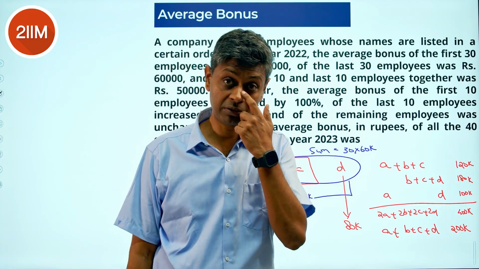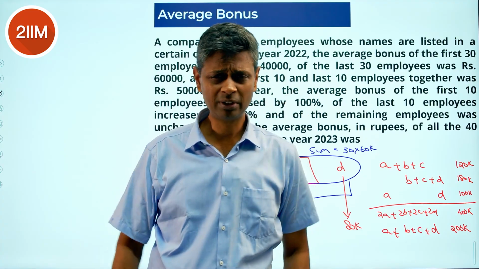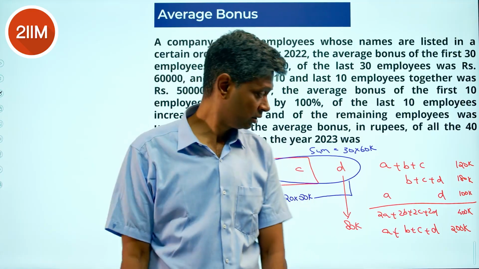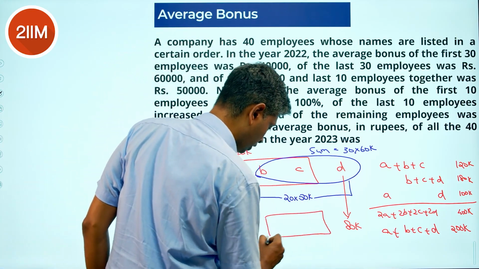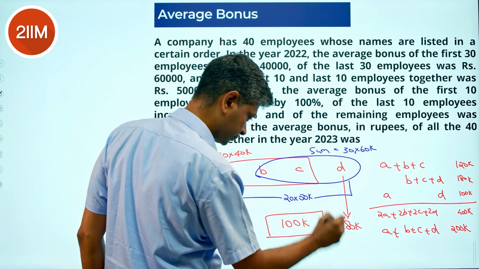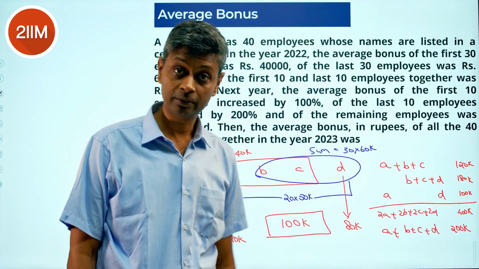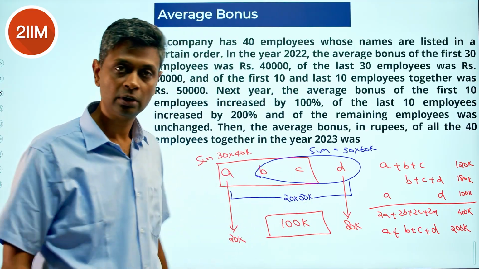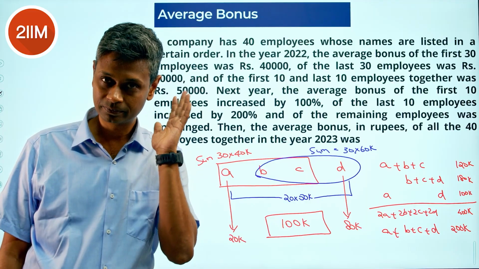It could be 30 and 70, 50 and 50, 40 and 60. We cannot accurately find B and C. That doesn't matter. B plus C together is 100k. And so this chunk together is 100k. So 20k plus 100k plus 80k. Add all of this up. Divide by 4. Overall average is 50k.